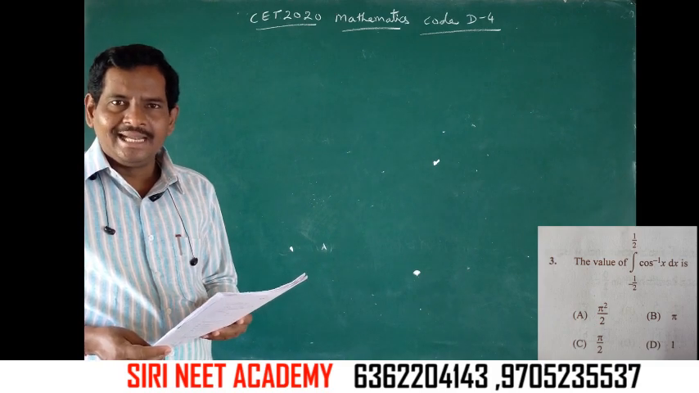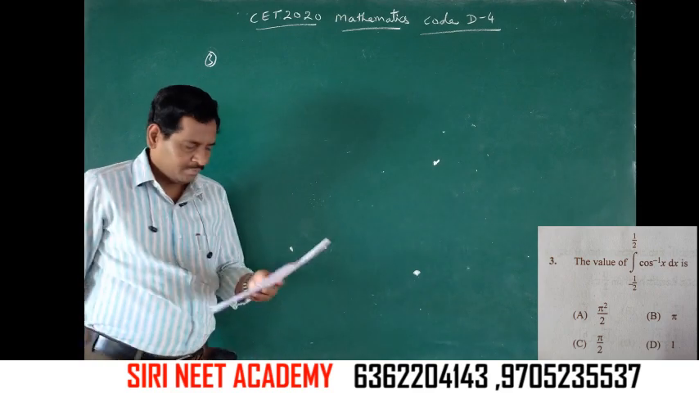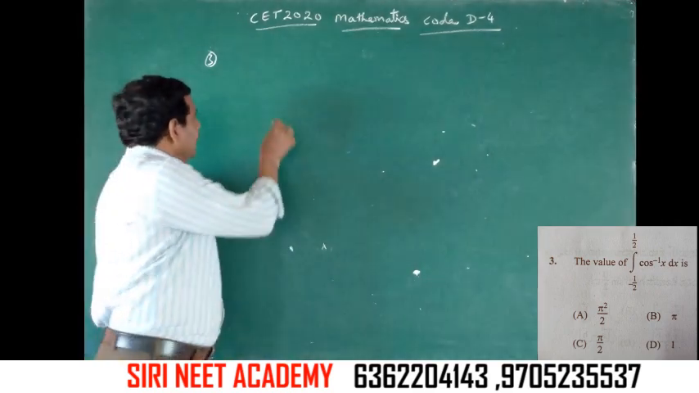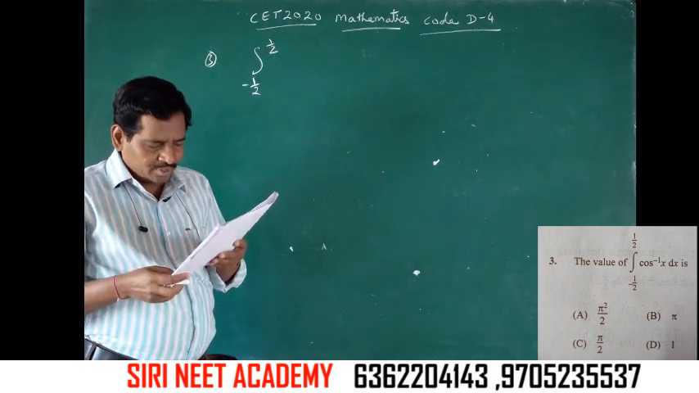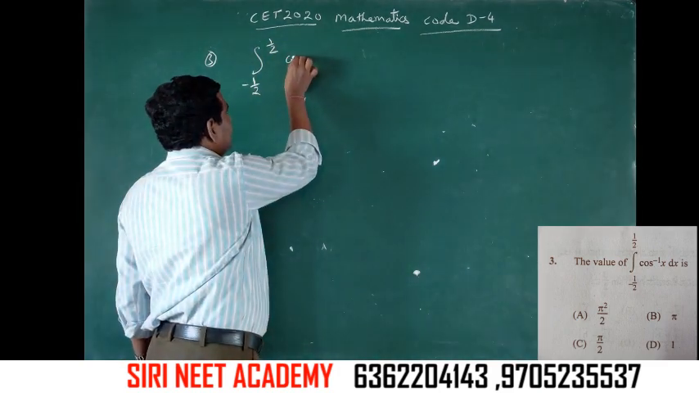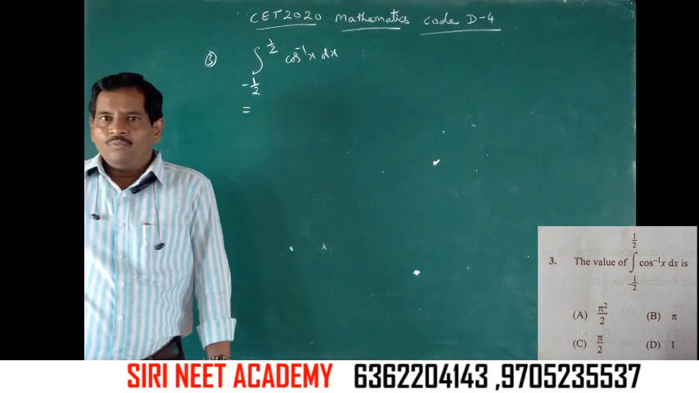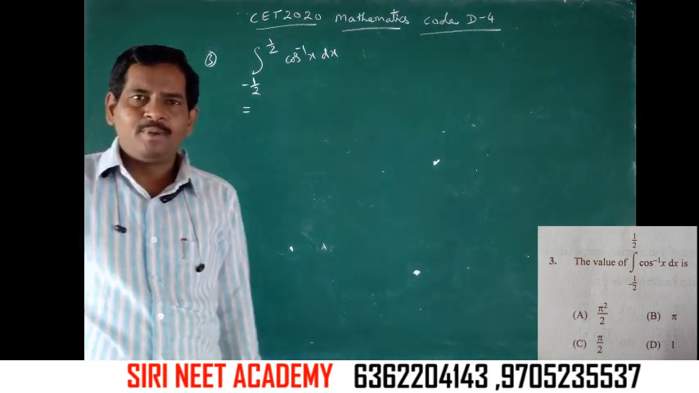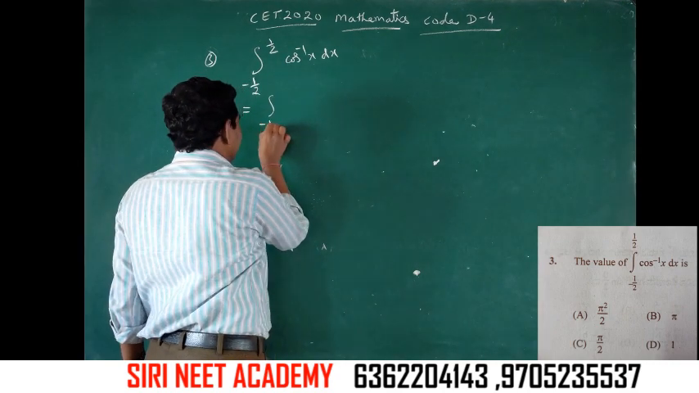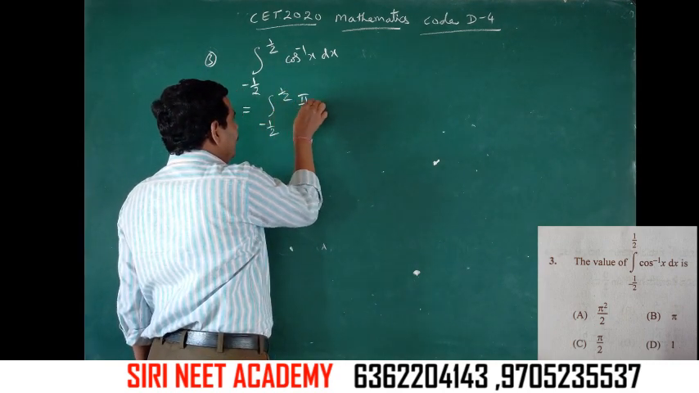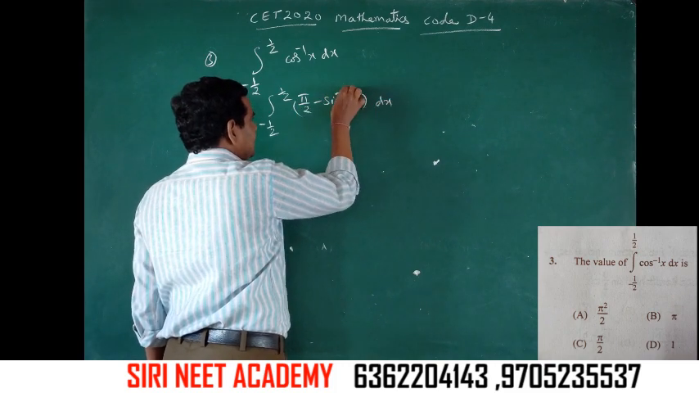Question number 3. This is from definite integration. The value of the integral from -1 by 2 to 1 by 2 of cos inverse x dx. We know that sin inverse x plus cos inverse x is equal to pi by 2. So in place of cos inverse x, write pi by 2 minus sin inverse x dx.